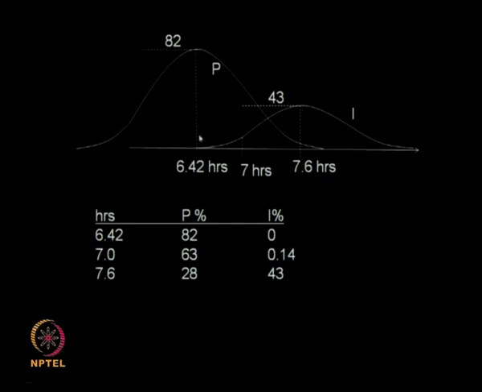At 6.42 hours, protein 1 is 82% and there is no protein 2 or impurity, so it is 0. At the 7th hour, protein 1 is 63%, protein 2 is 0.14%. At the 7.6th hour, protein 2, that is the impurity, is 43%, protein 1 is 28%. Typical example.